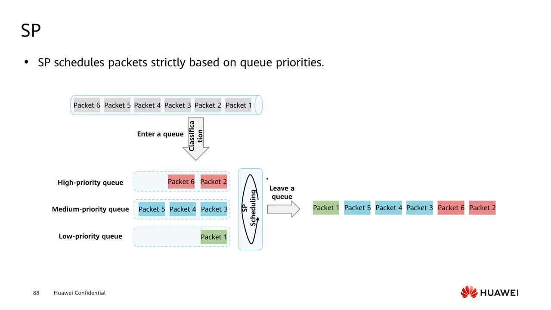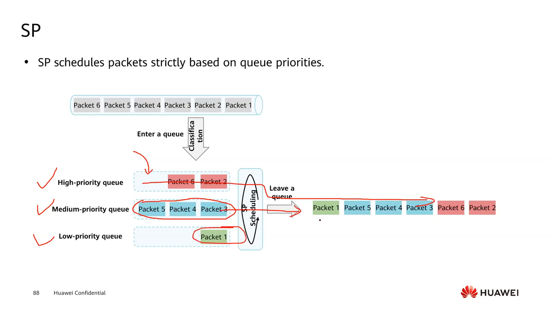The second algorithm is called SP, strict priority. This algorithm can help us define the queues into three priorities: high priority, middle priority, and low priority. The higher priority queue forwards its packets first. If the higher priority queue is empty, I will forward the middle priority queue, and if the middle priority queue is empty, I will forward the low priority queue. This is SP. So we can put the most important packets into a high priority queue, so they can be forwarded first.